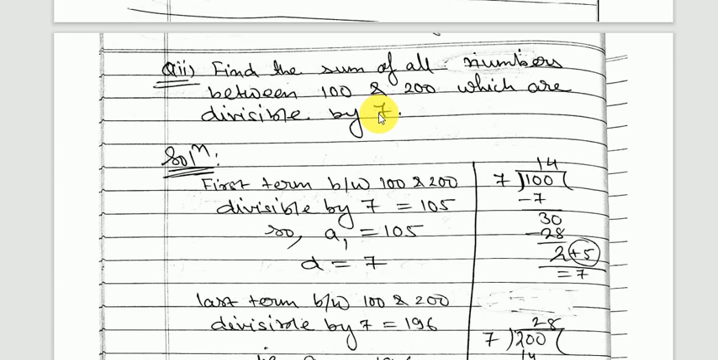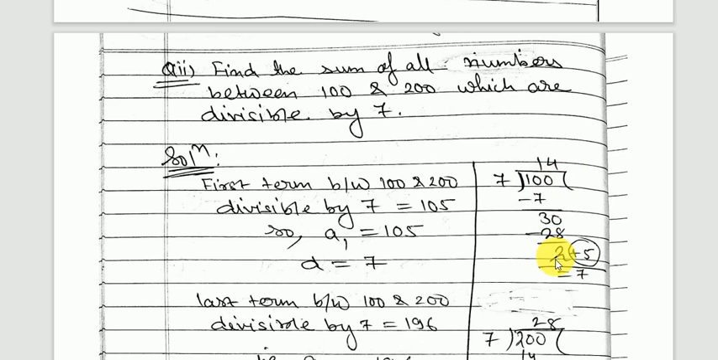The only thing is I don't know the first term, and I don't know how many numbers there are between 100 and 200 which are divisible by 7. Here the first term between 100 and 200 divisible by 7 is equal to 105. So how did we find that? Here 100 is there. Now we have to find a number which will be greater than 100, the first number greater than 100 and divisible by 7. So you take 100, divide by 7, and at the end you will get remainder 2.